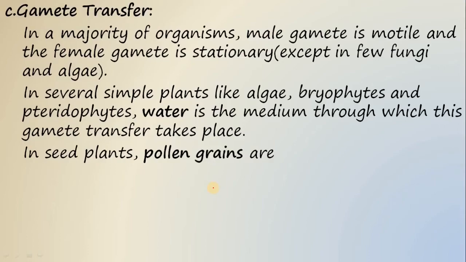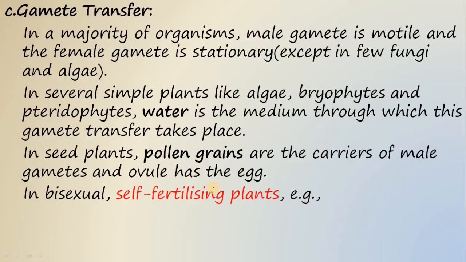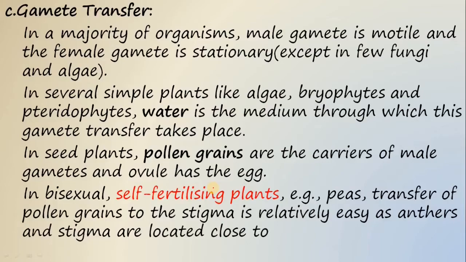So in seed plants, pollen grains are the carriers of male gametes and the ovule has the egg. So in plants, what happens? Your pollen grains contain the male gametes, okay, which travel to where the egg is. So these pollen grains are produced in the stamen. In bisexual self-fertilizing plants, example peas, transfer of pollen grains to the stigma is relatively easy as anthers and stigma are located close to each other.